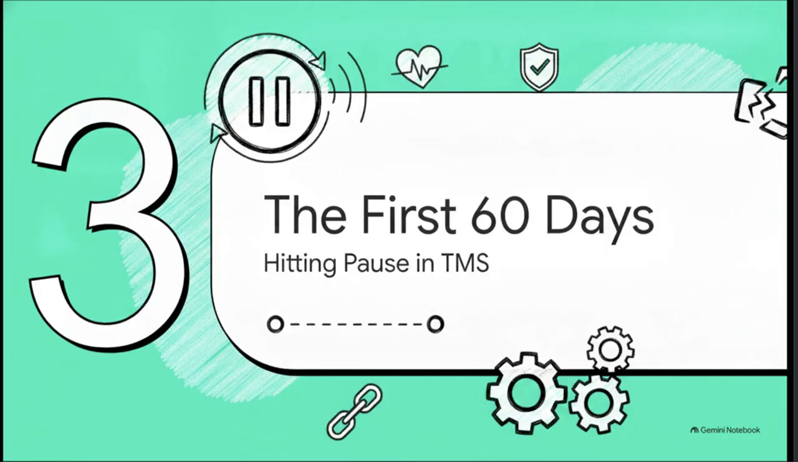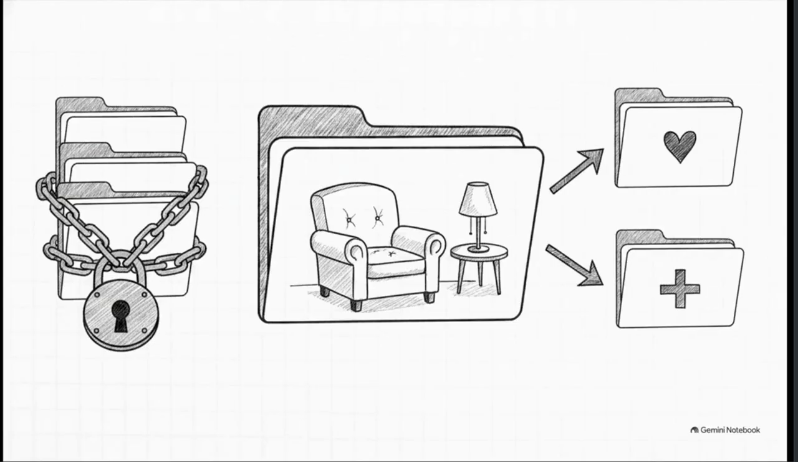Which brings us to section 3. The first 60 days, hitting pause in TMS. So, the waiver is approved. What now? Well, you have to place the employee into a temporary waiver training folder. Honestly, just think of this folder as a digital waiting room. If they're doing basic life support or BLS, you drop them into folder VHA028. If they're doing advanced cardiovascular life support, ACLS, you put them in folder VHA031.